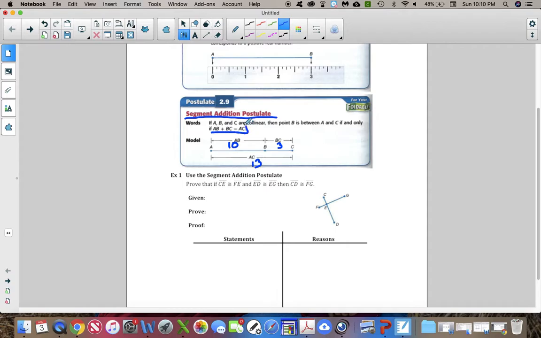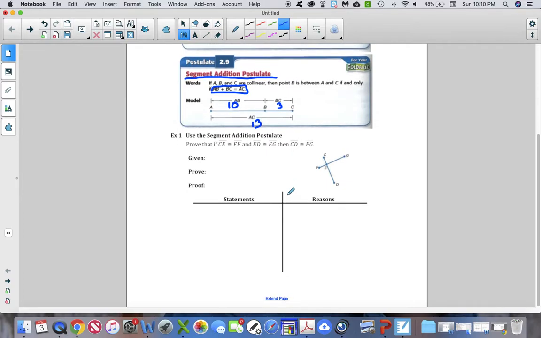So this is the really important part: AB plus BC equals AC. If I have those two parts individually, I can add them together to make up the entire thing, okay? So we have a proof to start out with that has to do with the segment addition postulate.